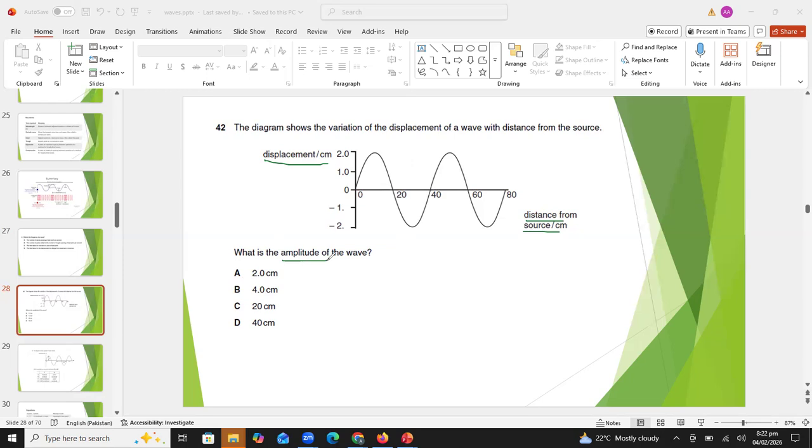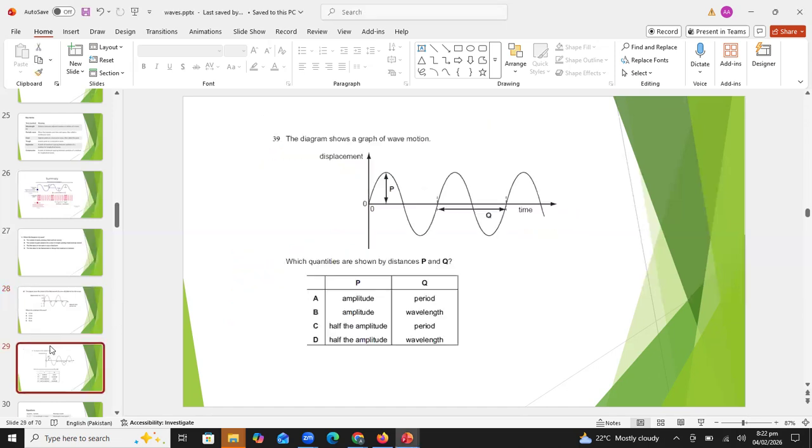Amplitude is the height of the wave. You can see I told you this is the height of the wave, which is 2 centimeters. So it means A is the correct answer. Well done, everyone. Manahil, Inaya. Well done, students. A is the correct answer. All right, now the next question.